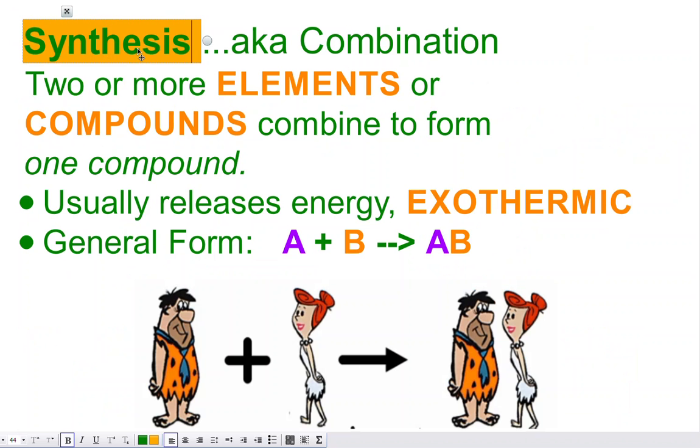So the last thing that we're going to talk about are the 5 basic types of chemical reactions. The first type we're going to talk about is synthesis. It's also called combination. This is when 2 or more elements or compounds combine to form one compound. So you have 2 or more reactants combining to form one product. This is usually exothermic, and an exothermic reaction means that it is releasing energy, typically in the form of heat, but sometimes light. So that's the general form.